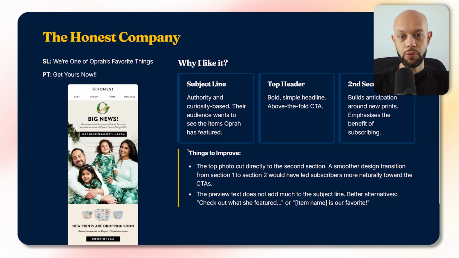So for things to improve here from a design perspective, the photo at the top here cuts directly to the second section. So there is no flow to this email. Typically, we like to have a smooth transition between section 1 and section 2. This is just from a design perspective. For the preview text they used, it does not add a lot to the subject line. Some better alternatives could be check out what she featured, or maybe we list the actual product name here and we say is her favorite.